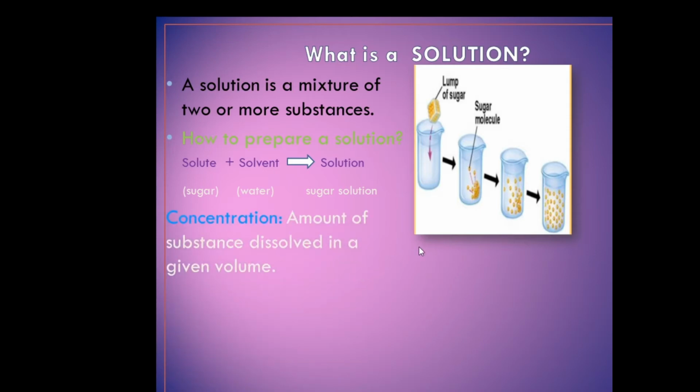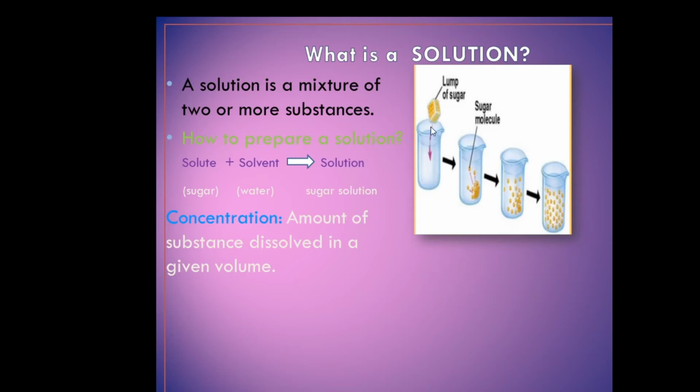Now, let us know one more term. What do you understand by concentration? Concentration is nothing but the amount of substance that is dissolved in a given volume. So, if we take 1 glass of water, take 1 cube of sugar, and dissolve it, we get a sugar solution, no doubt. But what is the amount of sugar you have used? It is less. So, we call that a low concentrated solution. When the solute is less, we get a low concentrated solution.